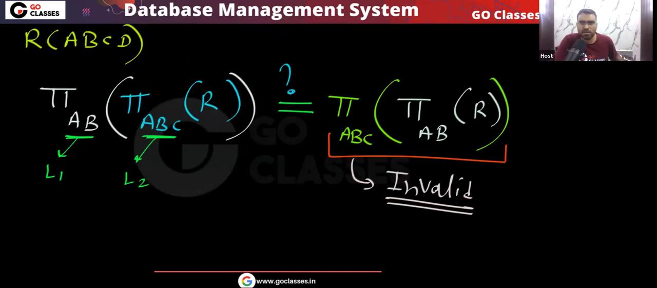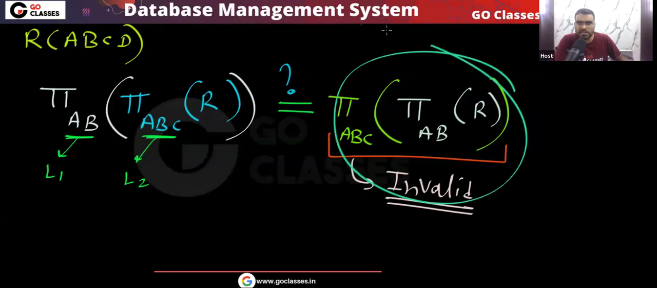Is this clear? Did you understand? Projection operation is not commutative. You cannot commute the projection operation. You can see this is invalid. First you are projecting AB, then you are projecting ABC. That is invalid. Why is this invalid?